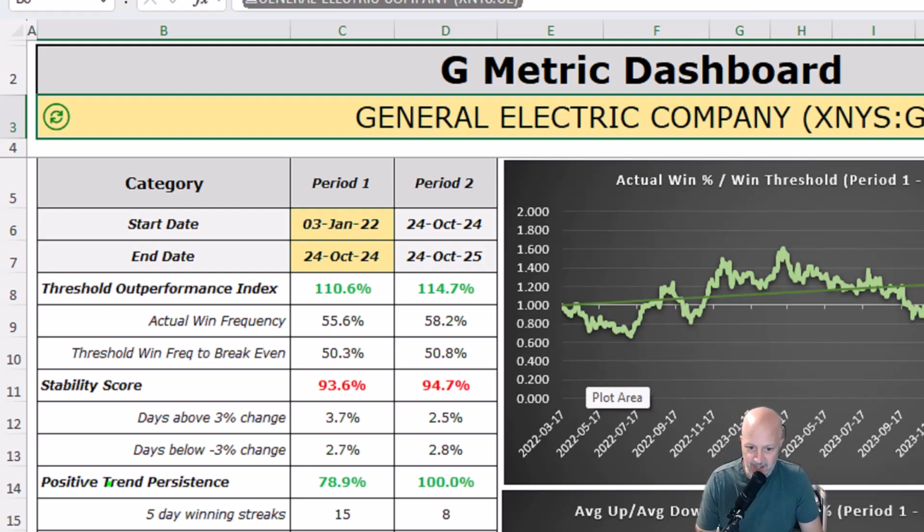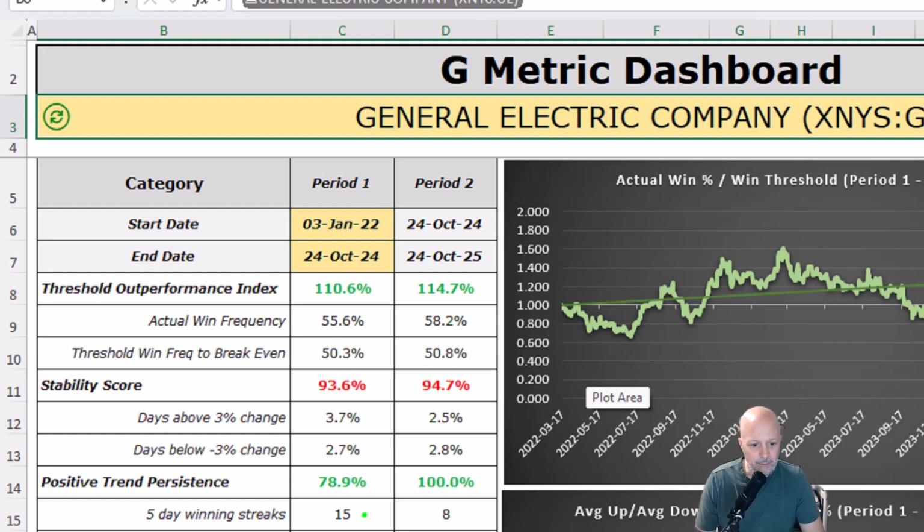My next stat that I want to show you is something that I call positive trend persistence. Basically, I look at all the 5-day streaks that the stock had over the period in question, whether it's a 5-day winning streak or a 5-day losing streak. For GE in period 1, you can see it had 15 5-day winning streaks and 4 5-day losing streaks.